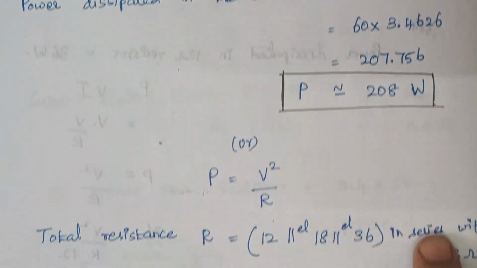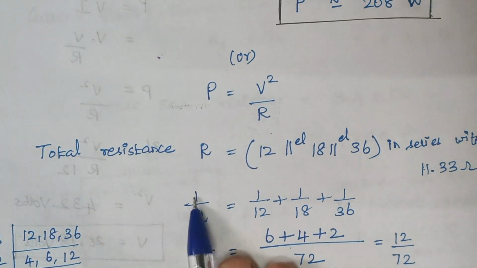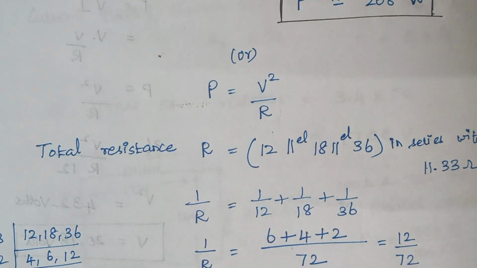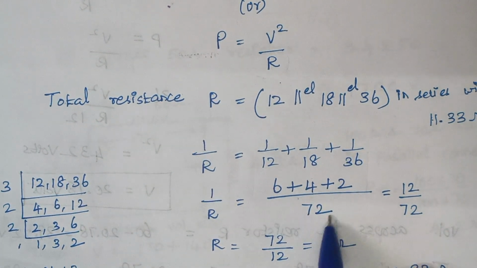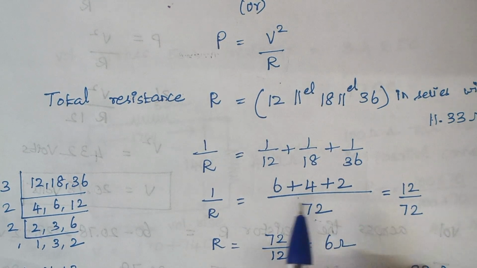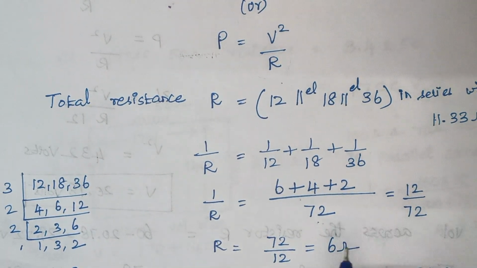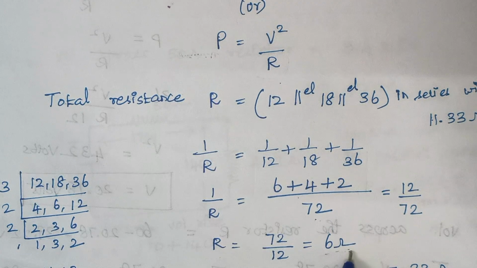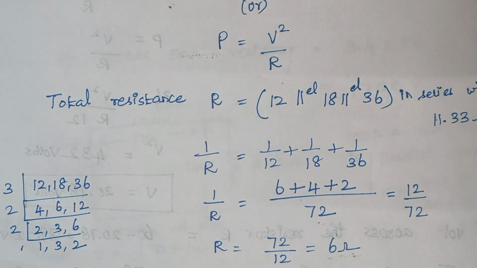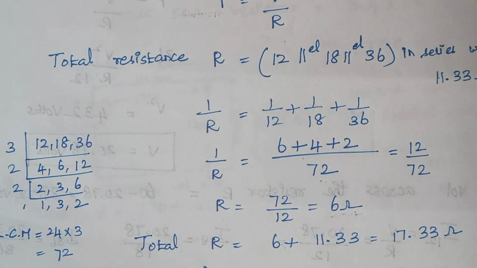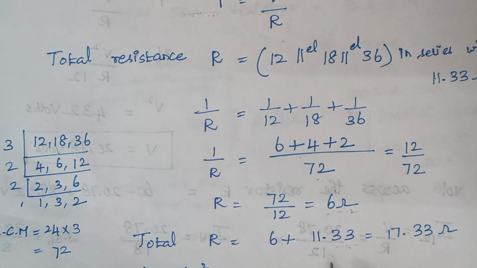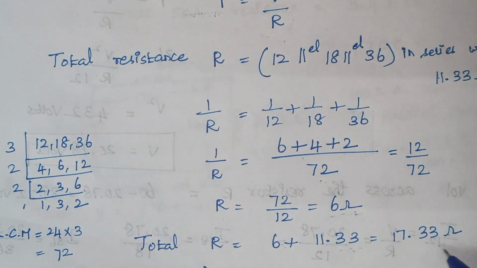So first we are reducing the resistors in parallel. So 1 by R is equal to 1 by 12 plus 1 by 18 plus 1 by 36, right? Once you take LCM, 72 is the LCM, so it occupies the denominator part. So when you take LCM and calculate, finally the value of resistance is found out to be 6 ohms. Okay, this is the total resistance of the parallel resistors. Now this has to be added with the resistor which is connected in series. So what is the value of the resistor in series? We had calculated the value as 11.33 ohms. Right. So what is the value of total resistance? Here it is 17.33.